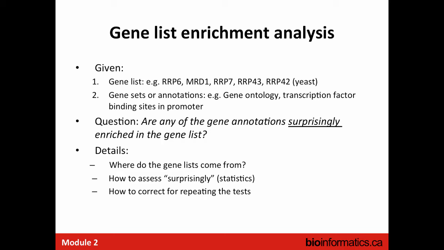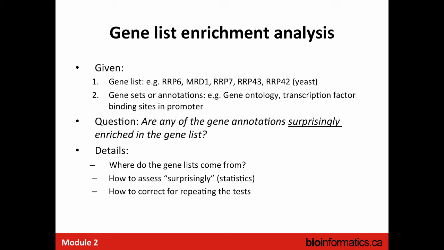So I'll quickly talk about where these gene lists might come from, how to assess surprisingly, and that's when we have to do the statistics, and how to correct for repeating the test over and over again. And this correction is important, because you come up with your gene list, and then there are literally thousands of different pathways you can look for. And everybody knows that if you compute a p-value over and over and over again, eventually you'll get something that you like, which is great, right?